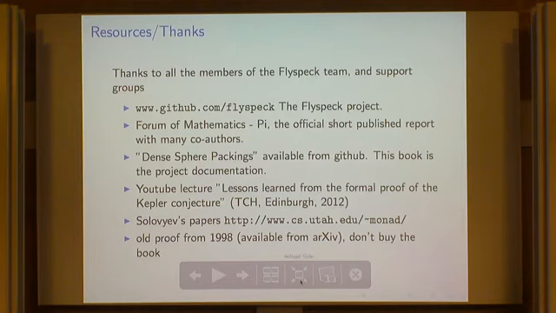And then Solovyev, I'll mention him several times today. He was the person most responsible for the formal verification of the computer program parts of the proof in his thesis, and you can find his papers at his website at the University of Utah. There's an old proof of the Kepler conjecture, the original published proof from 1998. Don't buy the book because it's all available at the archive. This is why I don't make a book plug.